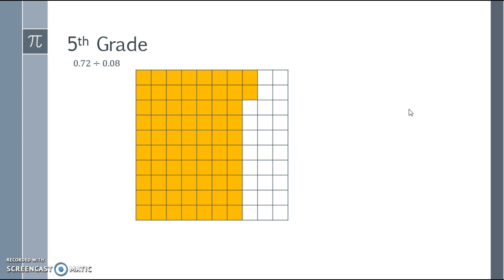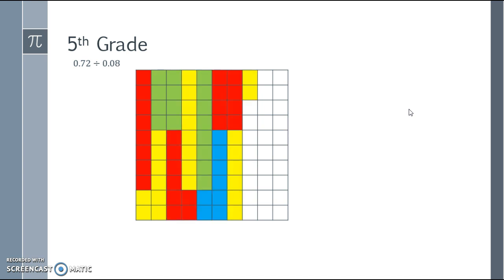And I'm going to partition them off by grouping them into 8 hundredths. So here's 1. There's 2 of them. I'm going to keep going until I cover them all. And I see that there are 9 groups of 8 hundredths that make up 72 hundredths.